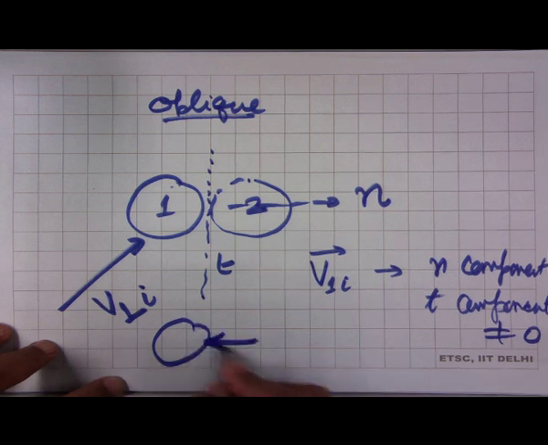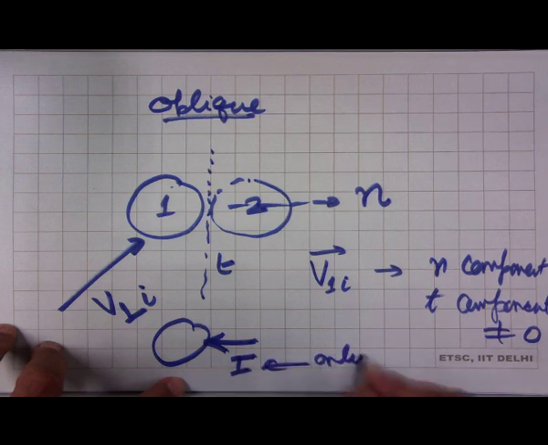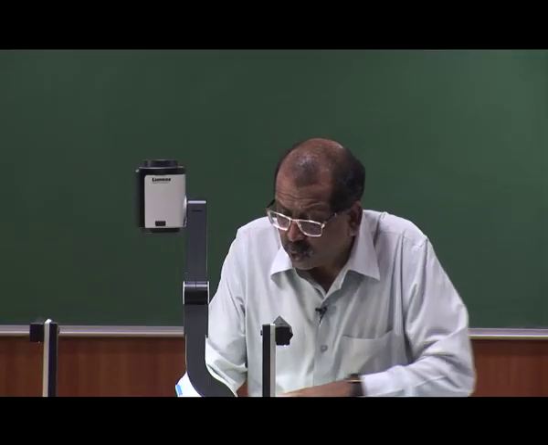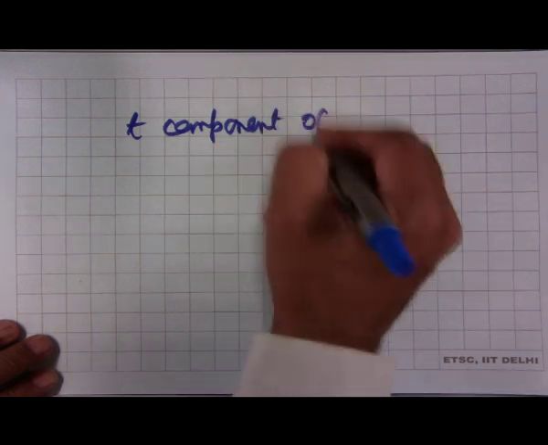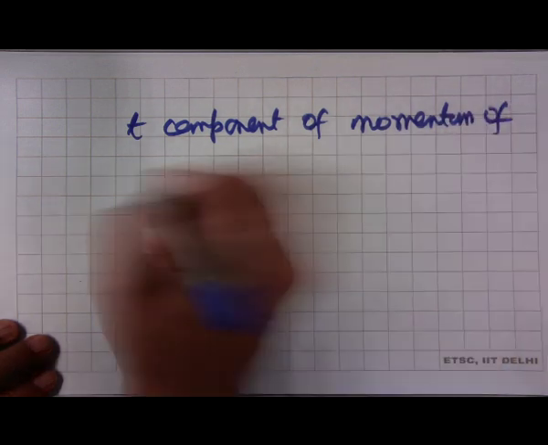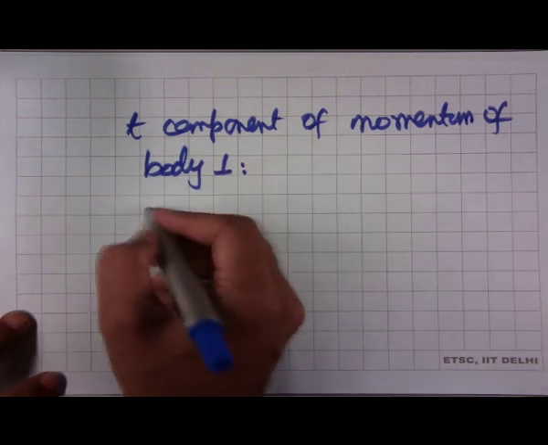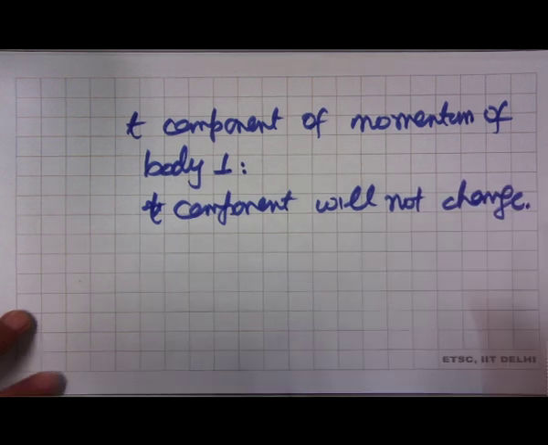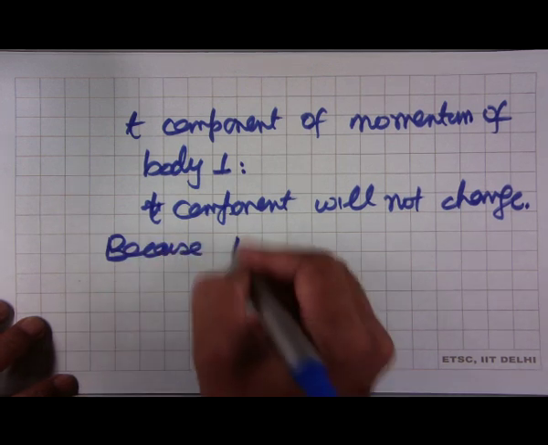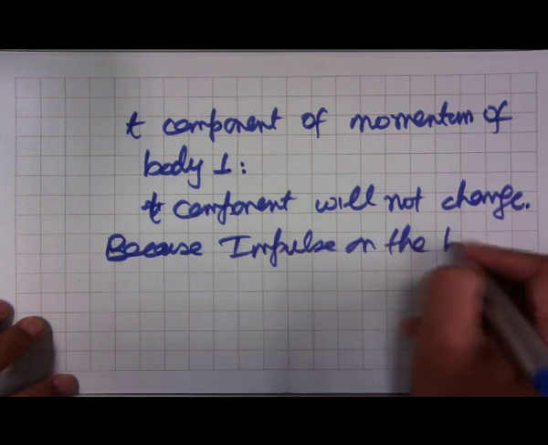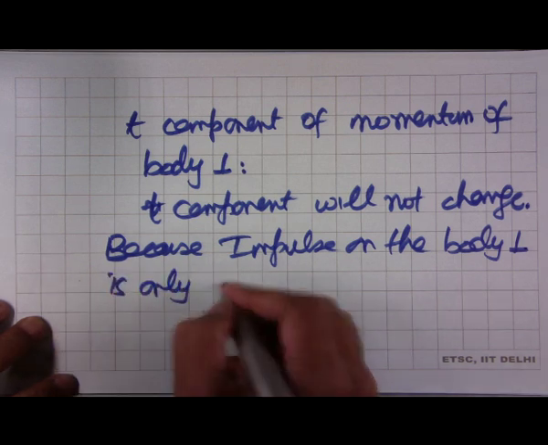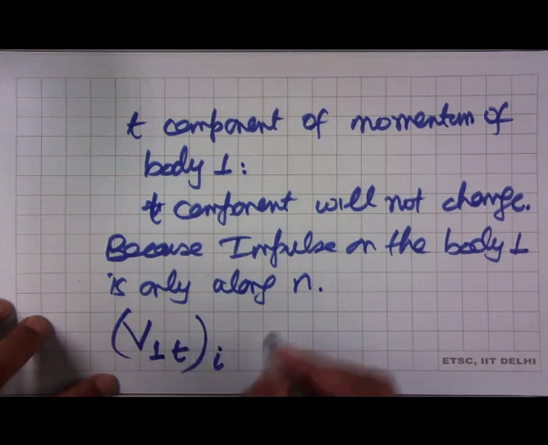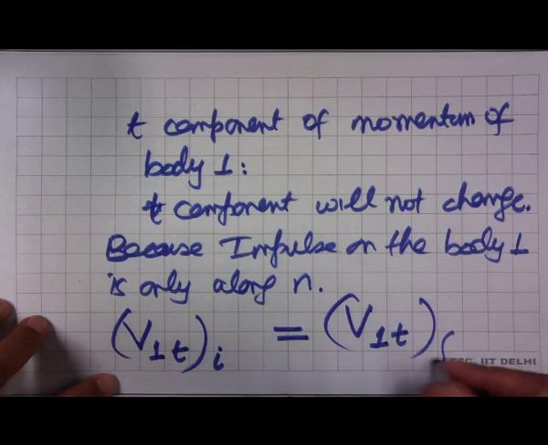And now, if I look at the impulsive force, it is only along n. So, what can I say about the t component of the momentum of body 1? The t component will not change. Why will it not change? Because the impulse on body 1 is only along n. So, therefore, v1t initial will be equal to v1t final.